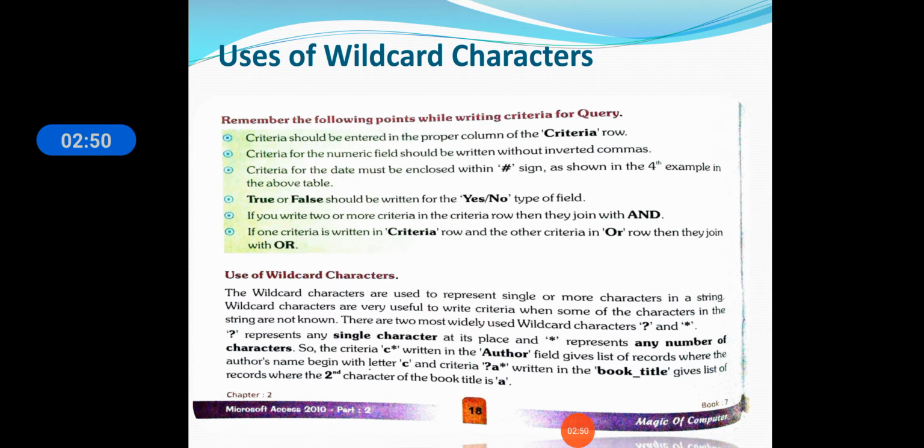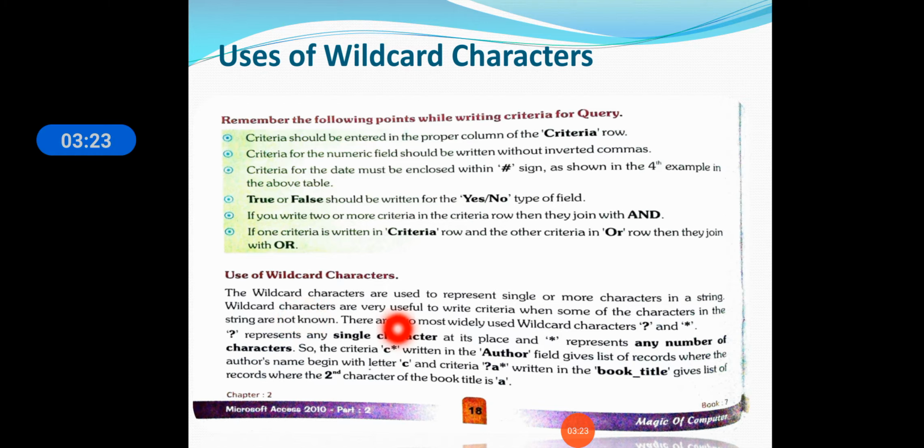Here you can see, characters means any special characters or characters like comma, hash, or this sign are also called characters. The two most widely used wildcard characters are question mark and star. Question mark represents any single character at its place and star represents any number of characters.